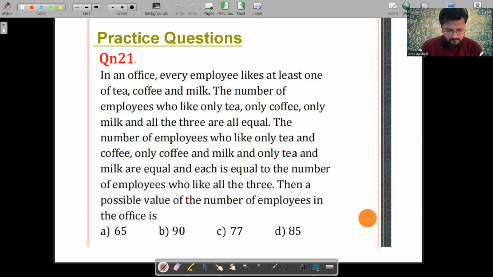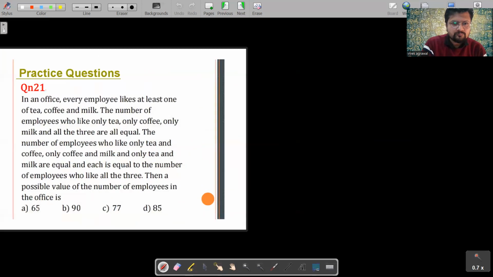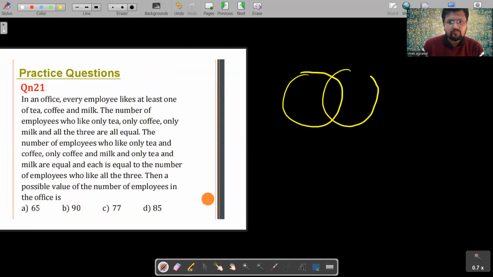77. 77. How did you solve this? In the whole Venn diagram, I got all x. So the number which is divisible by 7 would be the answer.